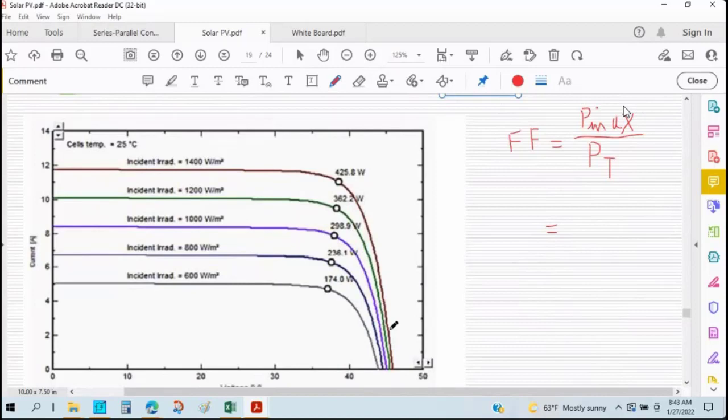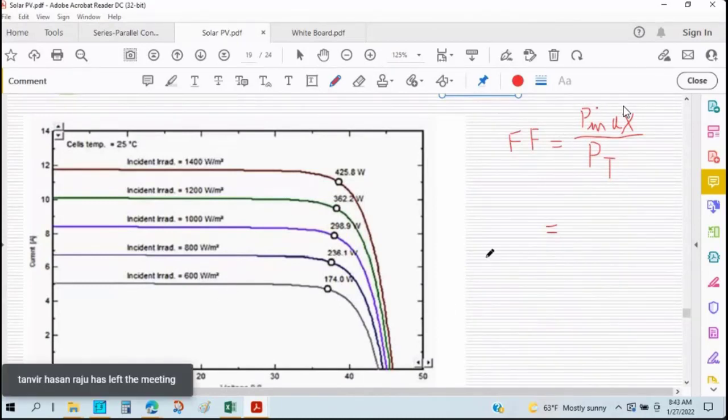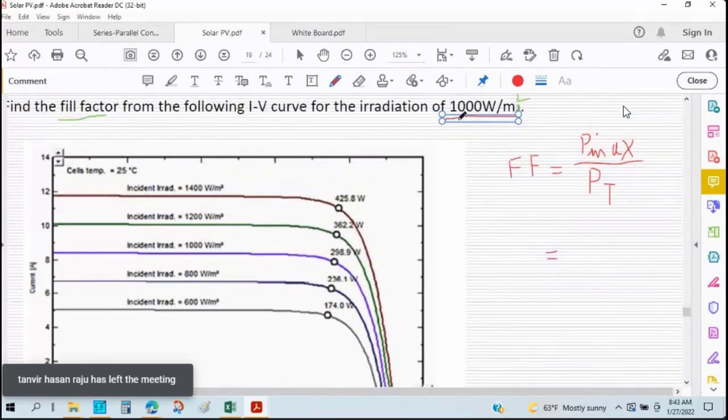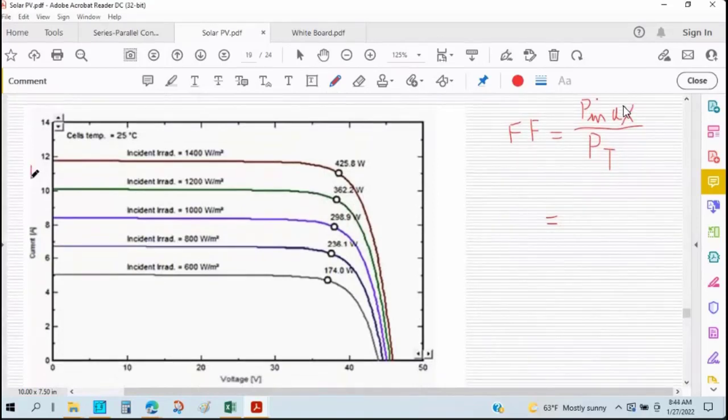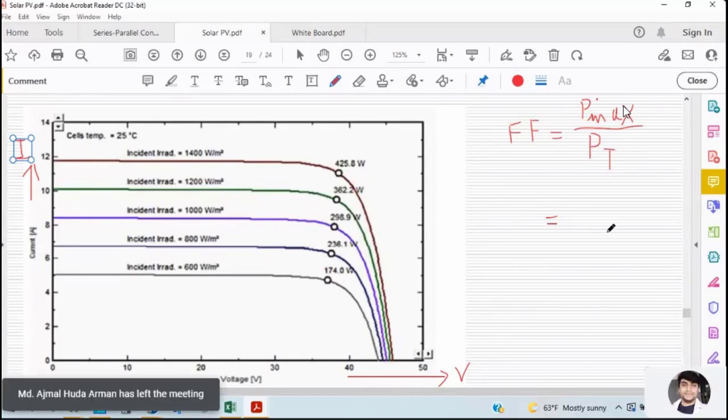We have a couple of irradiation rates, 600 watt per meter square to 1400, but we have to find the fill factor for a particular one, which is 1000 watt per meter square. And we have the current versus voltage characteristic curve here. This is the voltage and this is the current curve. Okay, has anyone solved the problem by this time?